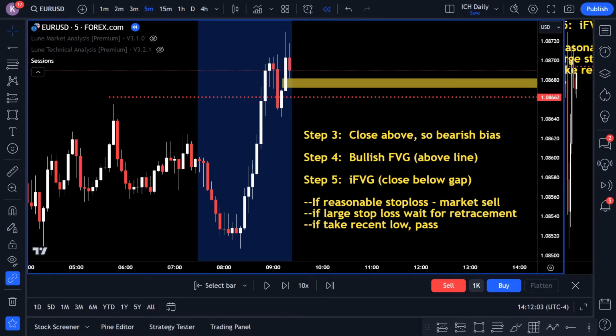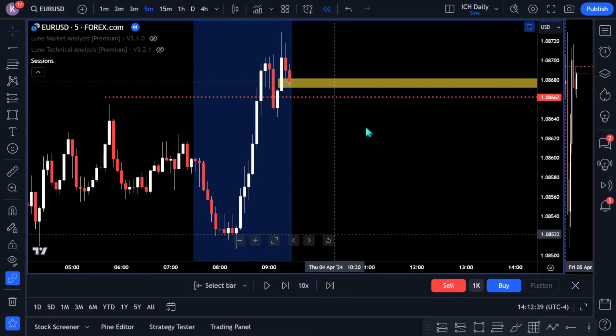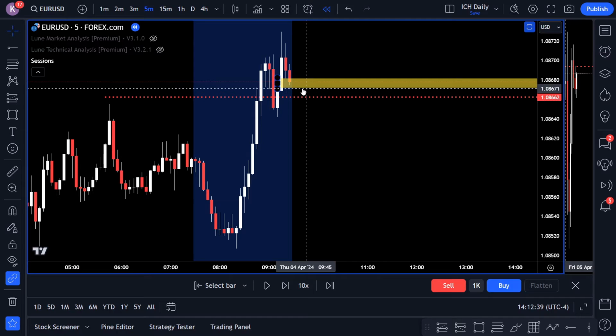Step 5 is we're going to wait for an inverse fair value gap, which is essentially a close below the fair value gap. If it's not too far, we'll market sell. If it's a large stop loss, you can wait for retracement. If it takes the recent low, we would just pass on the trade. We're inside the fair value gap. We haven't closed. Even if it wicked below, we need a close below.